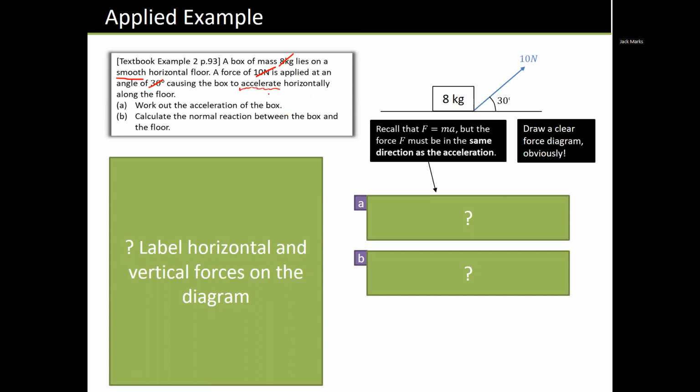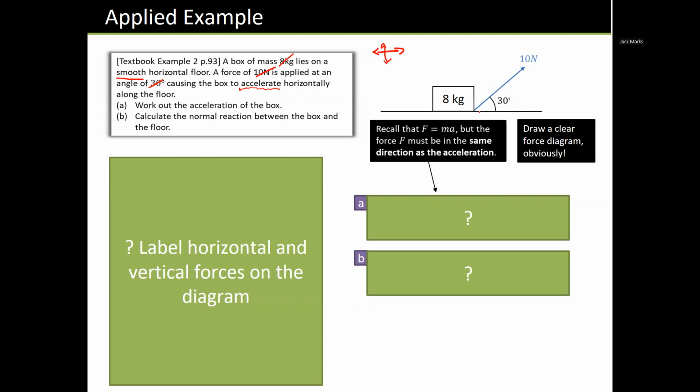So if something's accelerating horizontally, it will mean that the horizontal forces are not balanced. The resultant is not 0. So the first part is work out the acceleration. But what we want to do first is turn this into a diagram where everything is at right angles to each other. So typically, but not always, you've got up, down, left, right. I say not always, and you'll see why later in the chapter.